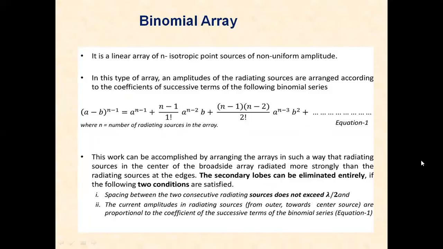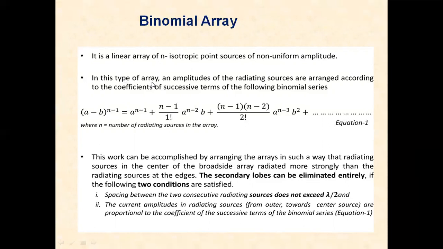Now we'll talk about the binomial array. This is another type of array. It is also a linear array of n isotropic point sources of non-uniform amplitude. And we have n elements here. The spacing between the elements is the same, so it is a linear array, but with non-uniform amplitudes. The amplitudes fed to the individual elements are not the same.